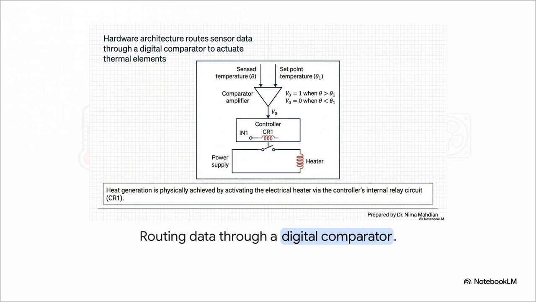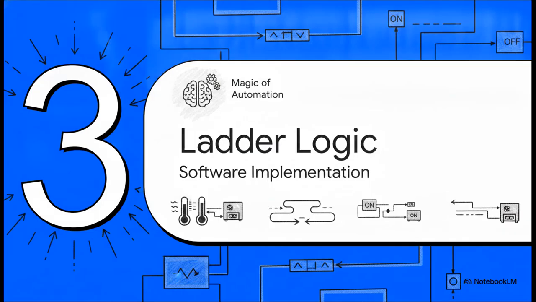The comparator basically just weighs them against each other. If theta is higher than theta 1, the output over there, V0, turns into a 1. If theta is less than theta 1, V0 becomes a 0. That V0 binary signal then drops down into the controller. Its job is to trigger that internal relay circuit, CR1, which then physically clicks the switch to turn the heater on.